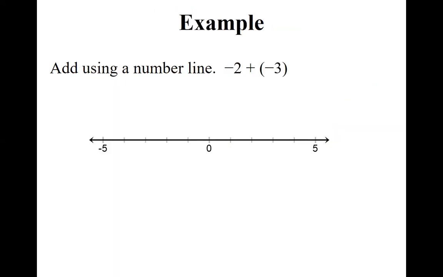So let's add using a number line, -2 plus -3. We'll start at 0. And then the first number is -2. We will move left 2 units. The second number is -3. So from where we stopped, we will move left another 3 units. We ended up at -5. So the answer is -5.